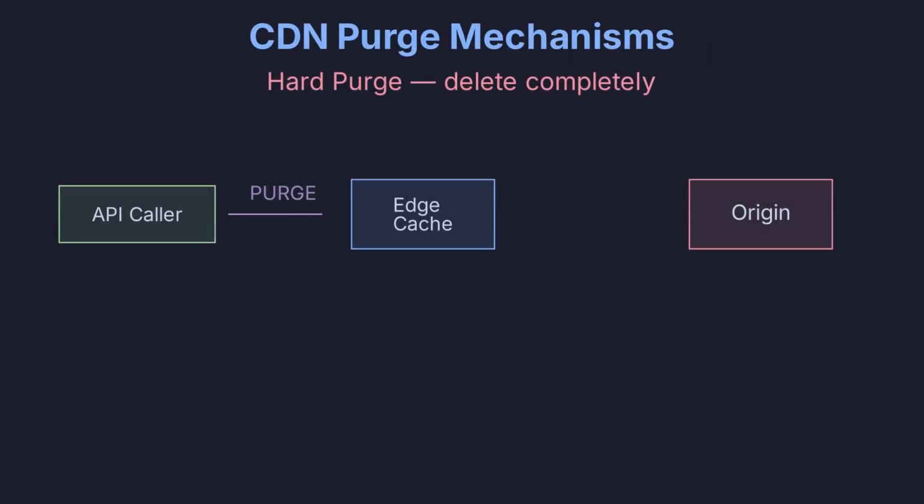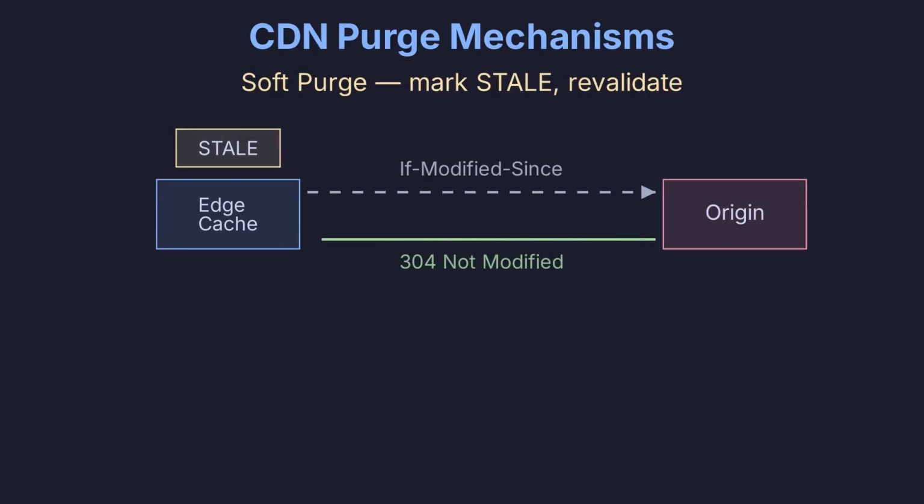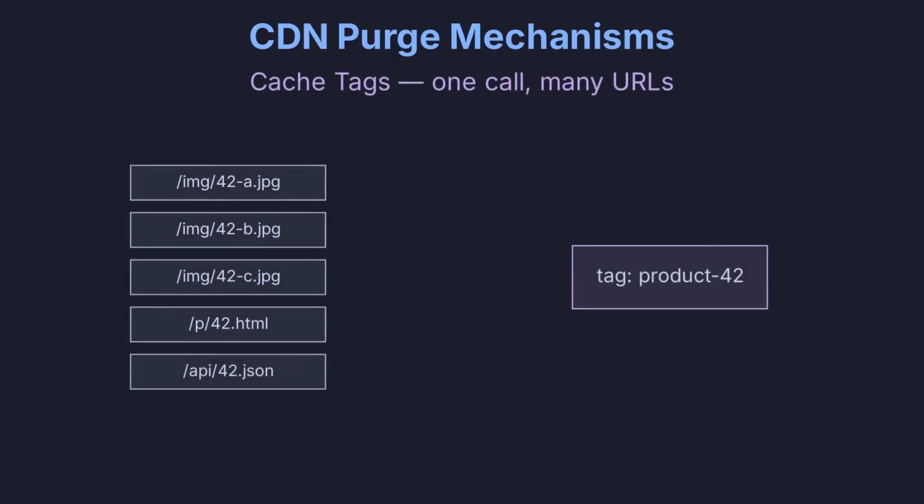When you need content to change right now, you can't wait for the TTL to expire. You issue a purge, an API call that tells the CDN to delete that object from every edge cache. Hard purge removes it completely. The next request is a miss. Soft purge marks it stale. The edge revalidates with the origin on the next request, using a conditional GET.